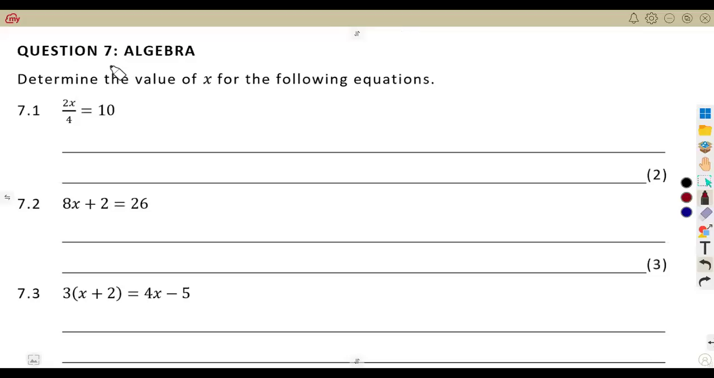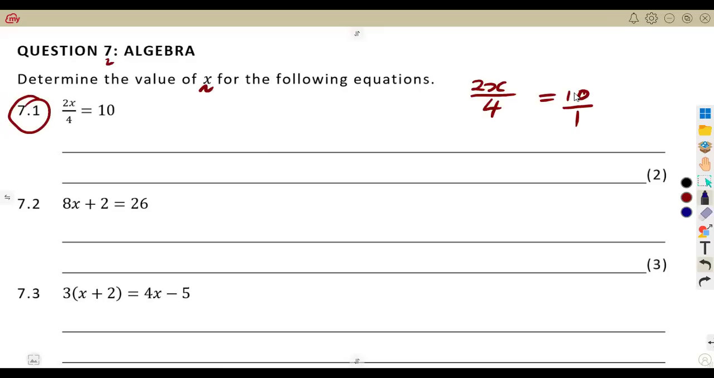So if you're to consider question number 7, which is algebra, we are given to determine the value of x for the following equations. So to determine the value of x, that is to solve for x. So the first equation was 2 over x is equal to 10. How can we solve for x? We can simply cross multiply. This is same as 10 over 1. Remember, any whole number can be written as over 1 like that.